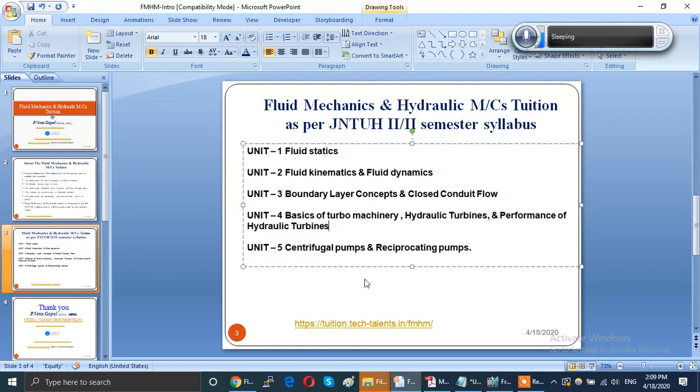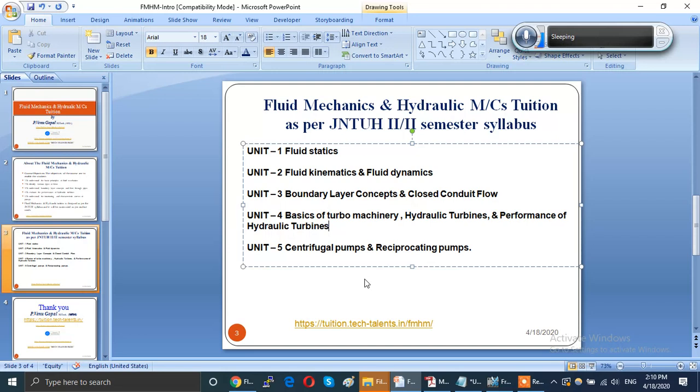Then how to lift water from a lower level to a higher level using centrifugal pumps or reciprocating pumps, where you use these kinds of pumps, and how to calculate the discharge, head and efficiency, and what the power requirement of these pumps is. Different situations at different conditions, how you go about calculating the performance of these pumps, and drawing the performance characteristic curves. So these kinds of things we will be discussing in centrifugal pumps and reciprocating pumps.